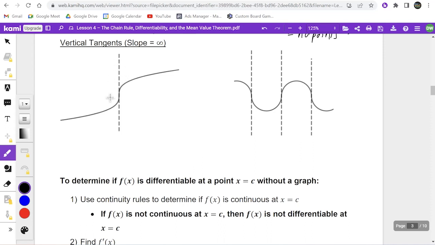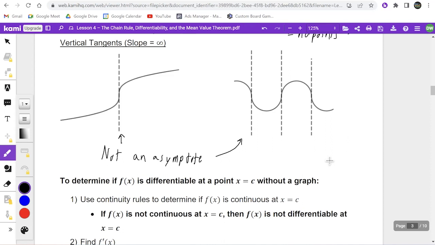So a vertical tangent line, this is going to be confusing. This is not an asymptote. This is not an asymptote. This is a vertical tangent line, which looks identical to an asymptote, but basically what it's saying is the slope is infinity. What does that mean? It means that you cannot have a slope equal to infinity. If your slope equals infinity, that's impossible.